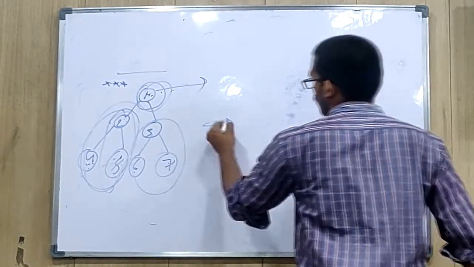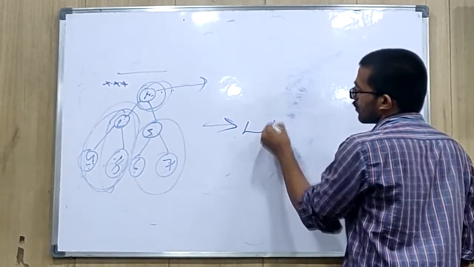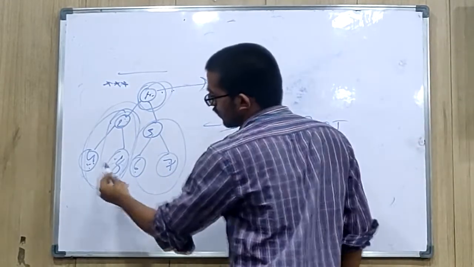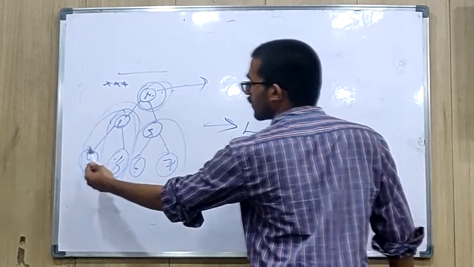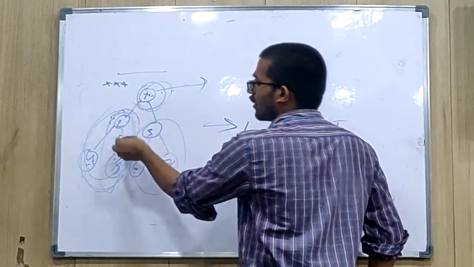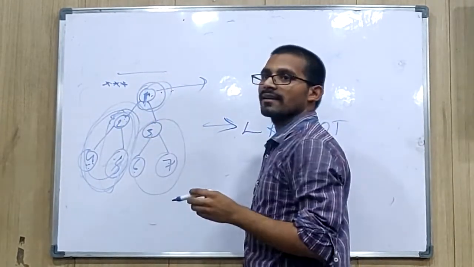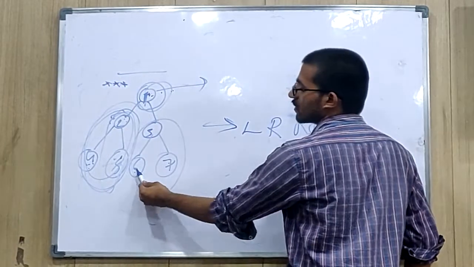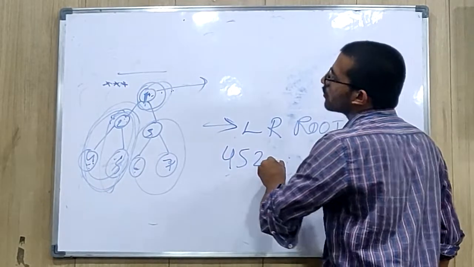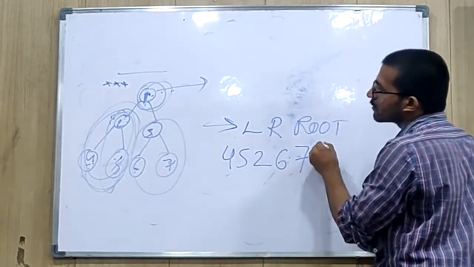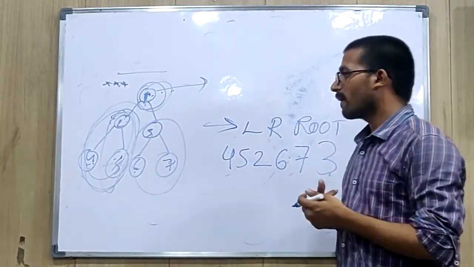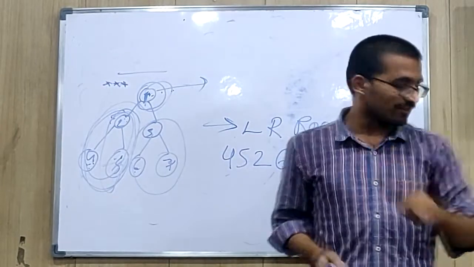Post-order. Left, right, root. Left, right, root means starting from here: 4, 5, 2. Left is over. Go here. Definitely it has some parent. Go here. Left, right, root. 4, 5, 2, 6, 7, 3, 1. Which is a post-order traversal simply, and I have some problems based on this.